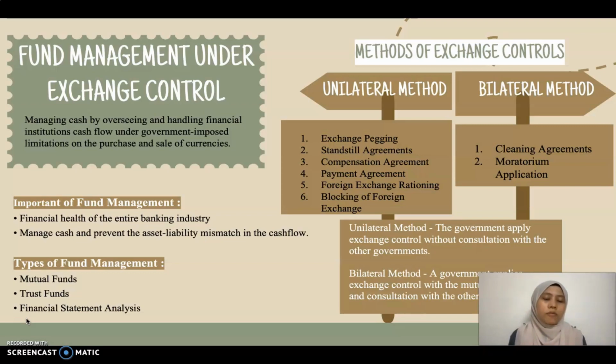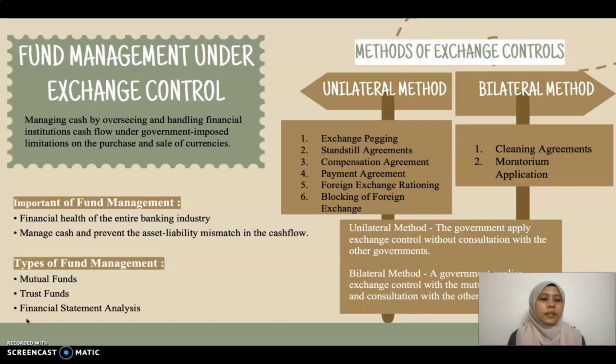There are three types of fund management. The first one is mutual funds. Mutual fund is defined as a type of investment that consists of a portfolio of securities and bonds. Second one is trust fund. Trust fund is the tool that establishes the legal entity to hold property asset in an organization.